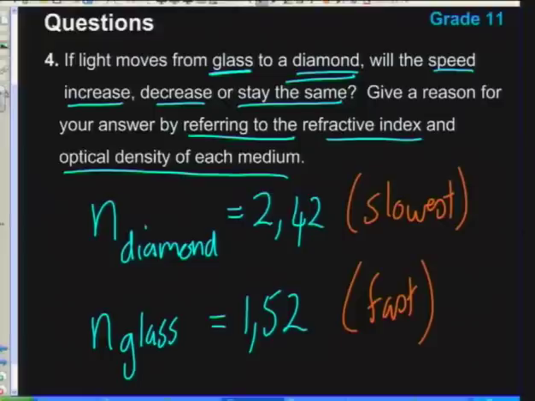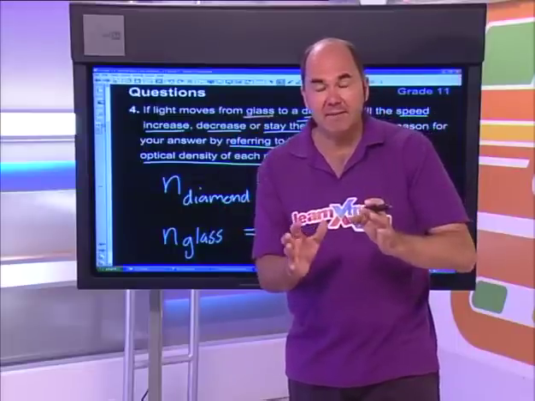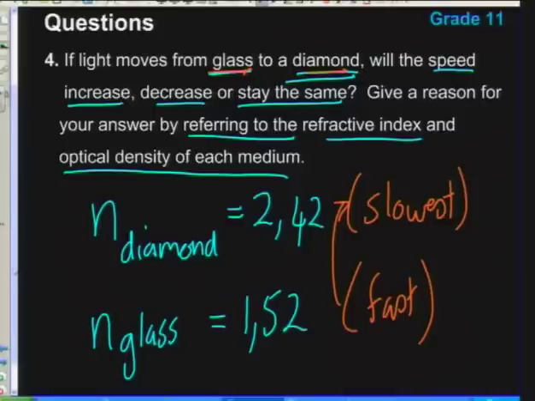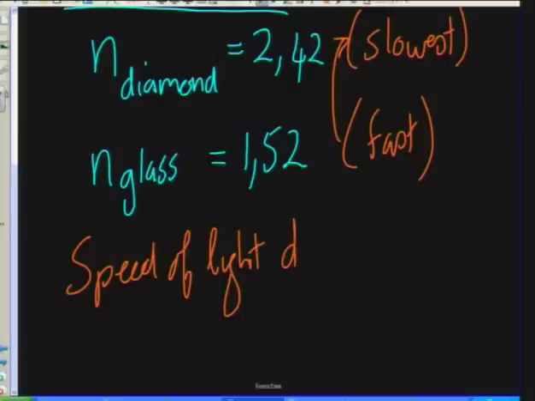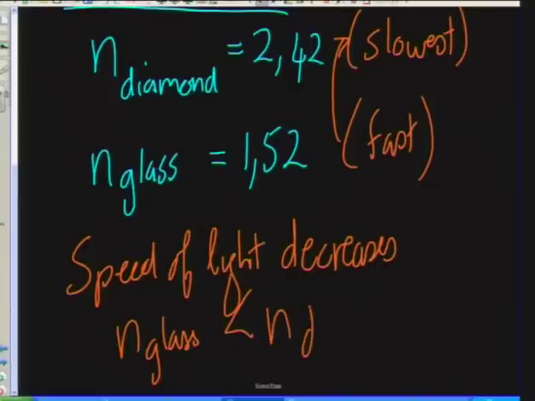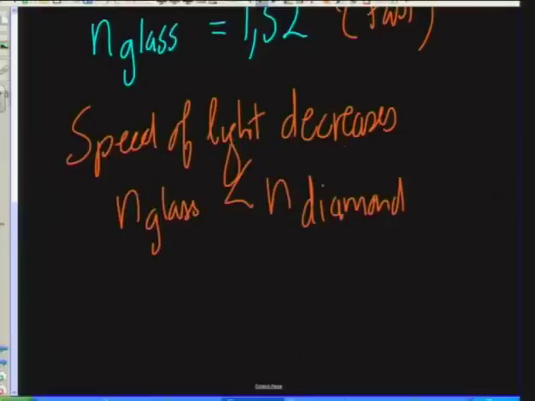Got it? What do we have to do? It's moving from glass to diamond. So it's going from fast to slowest. What's happening? Is it increasing, decreasing, or staying the same? Now, I think we can definitely say that this is going to decrease. So the speed of light decreases. And why? Because the optical density in glass is less than the optical density in diamond. Sorry, the refractive index. The refractive index of glass is less than the refractive index of diamond.